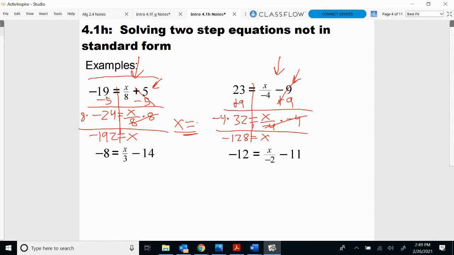Turn it around if it makes you feel better. So we got negative 128. All right, there's our answer for x. Okay, let's check out a couple more.